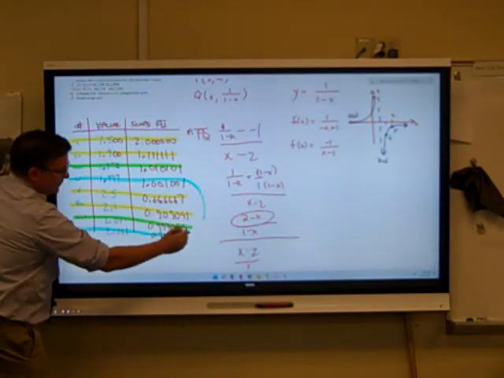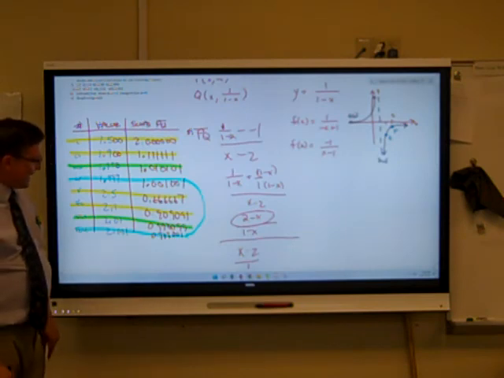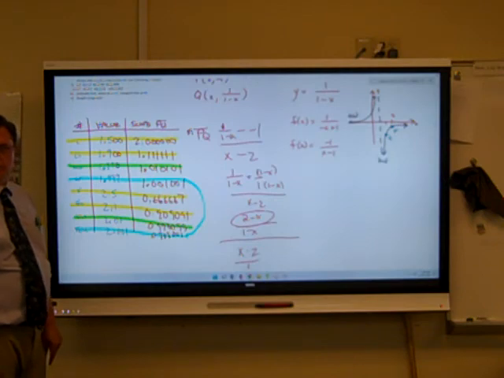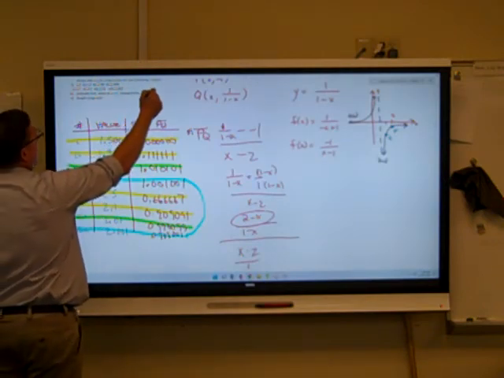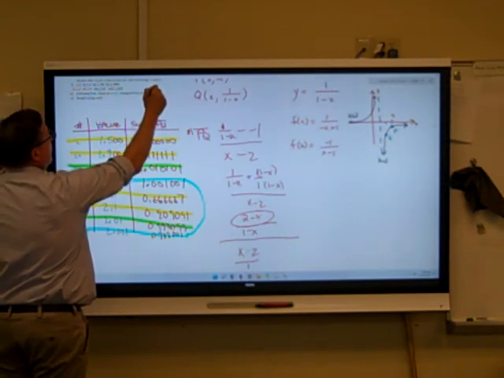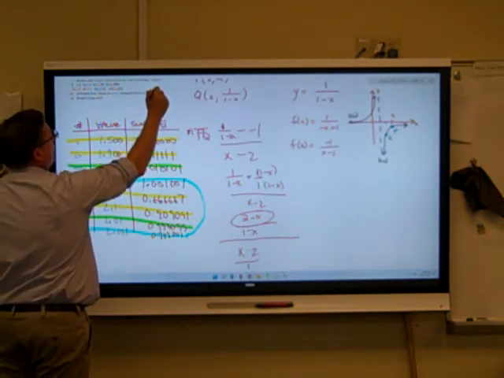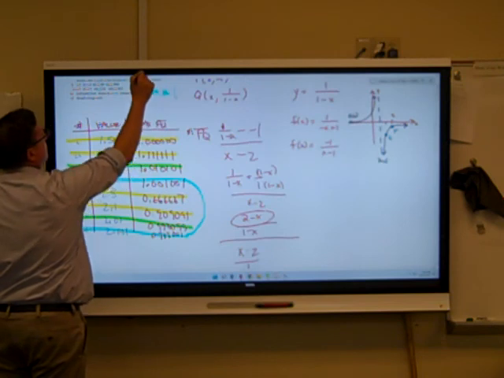So then we look at these two, and what's between 0.999001 and 1.001001? Well, how about 1? So letter B is going to be estimated at a slope of 1.